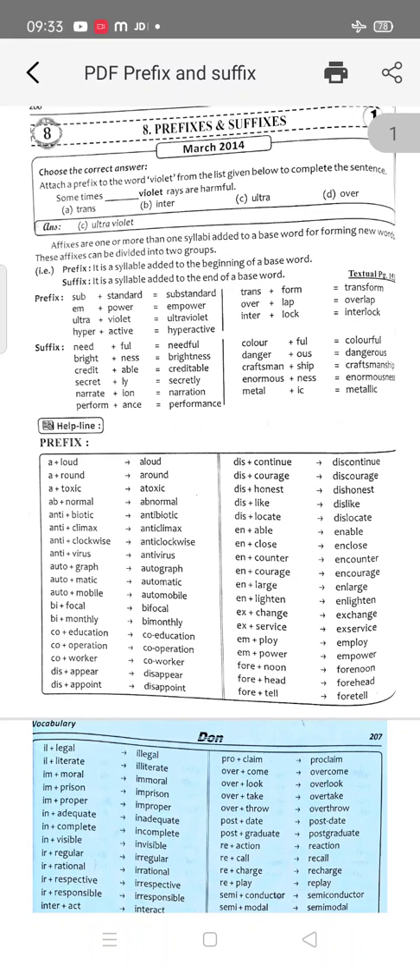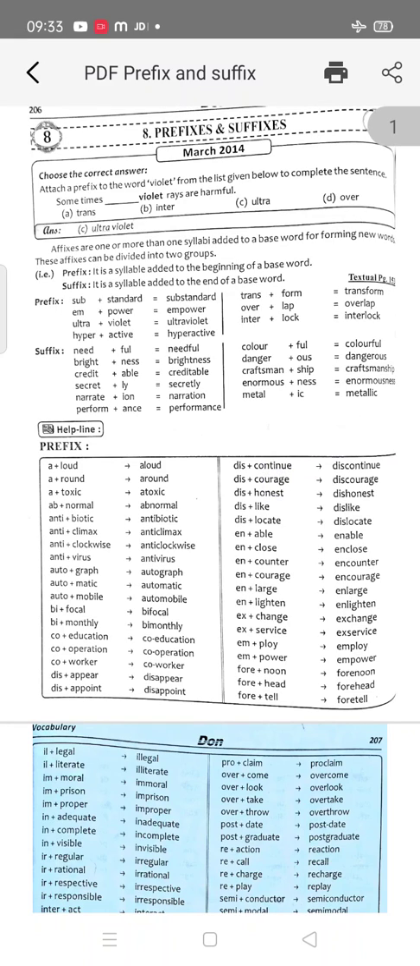Next one. Moral, immoral. Prison, imprison. Proper, improper. If you add im, it will become improper, and at the same time it gives the negative meaning. Adequate means enough.